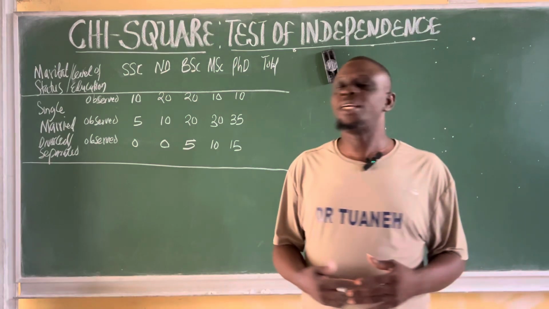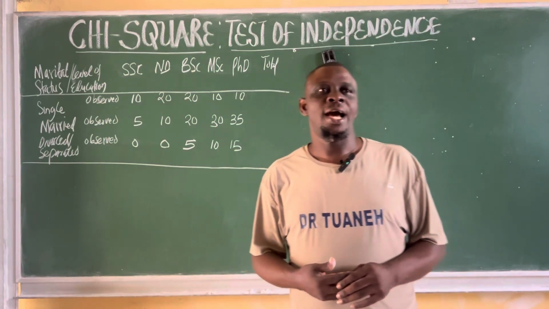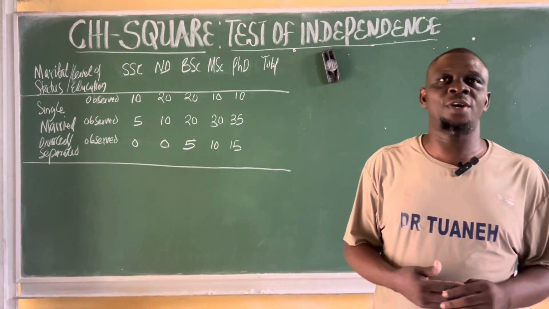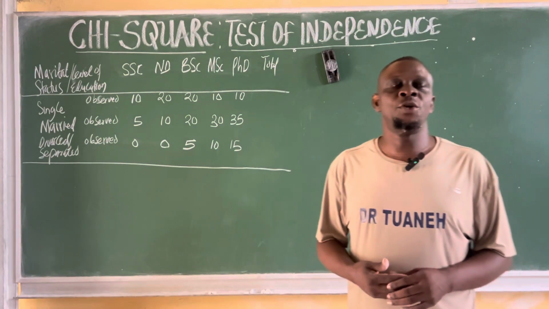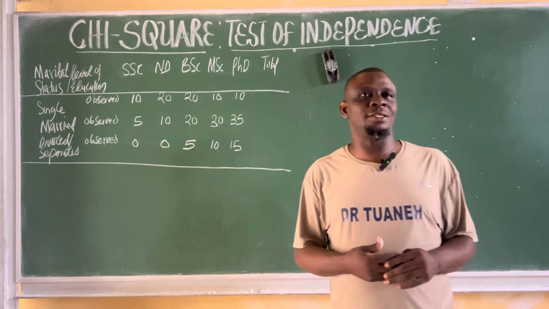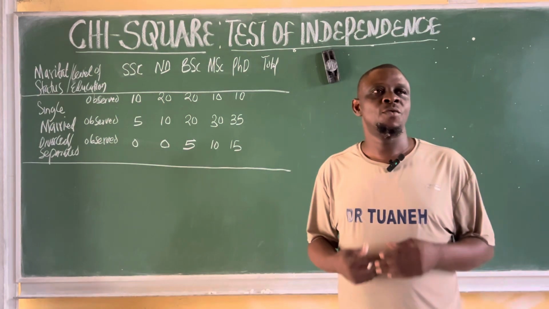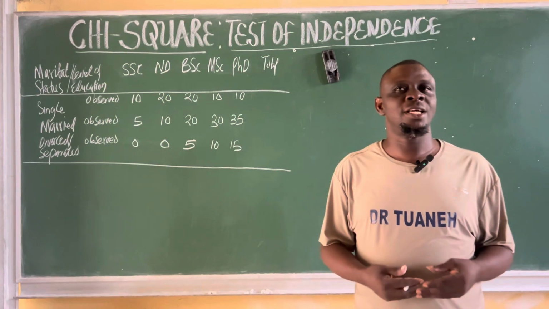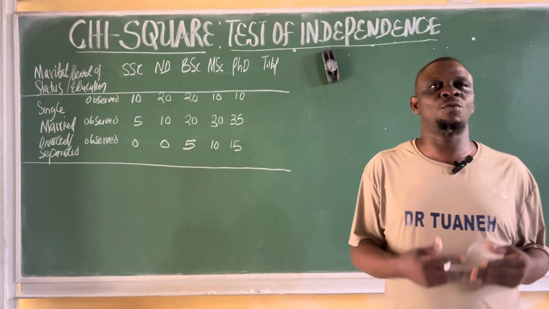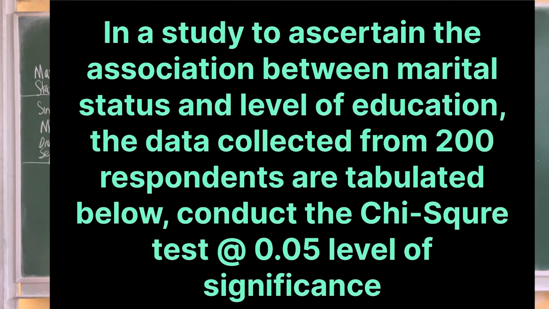Our topic today is Chi-square, particularly the Chi-square test of independence. You know, in categorical data analysis, we have the Chi-square test of independence, the Chi-square test of homogeneity, and also the Chi-square test of goodness of fit. This is the problem we have to solve.